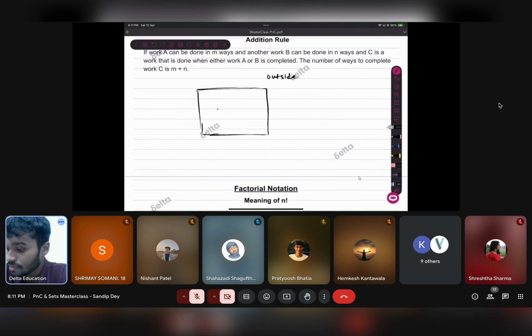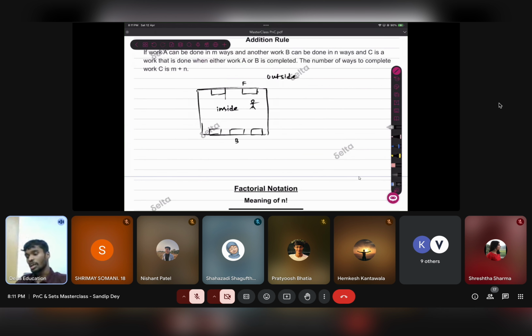This is inside. And now you are inside the room. Okay, and you want to go outside. So there are two doors at the, let's say this is the front and this is the back. So there are two doors at the front and there are three doors at the back.